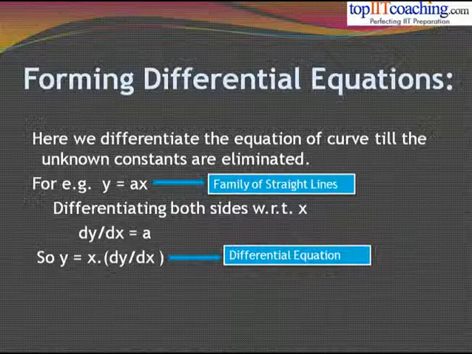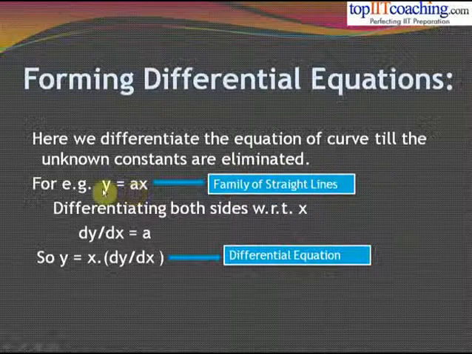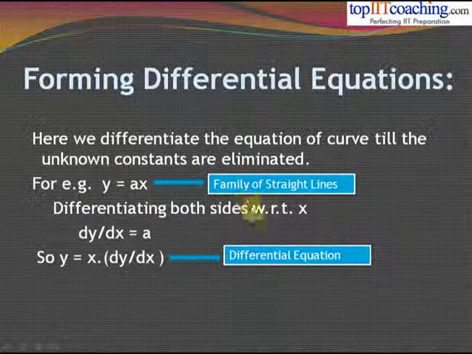For example, consider the equation y equal to ax. This equation y equal to ax represents a family of straight lines. Here we see that a is an unknown constant. So what we do is we differentiate both sides with respect to x.